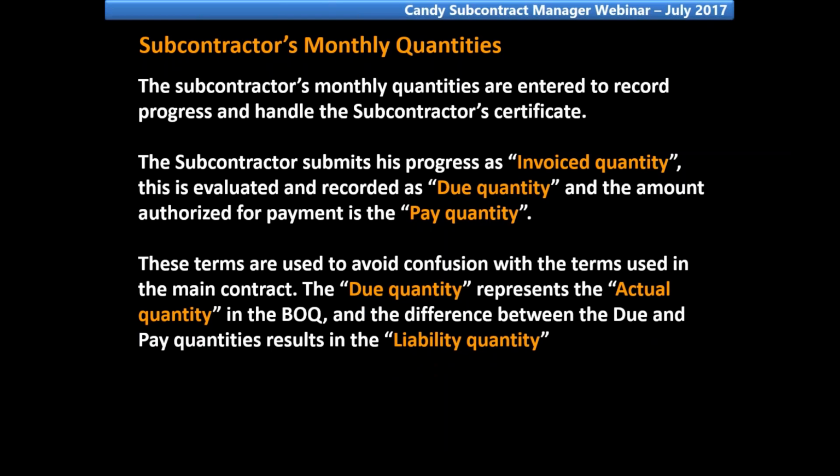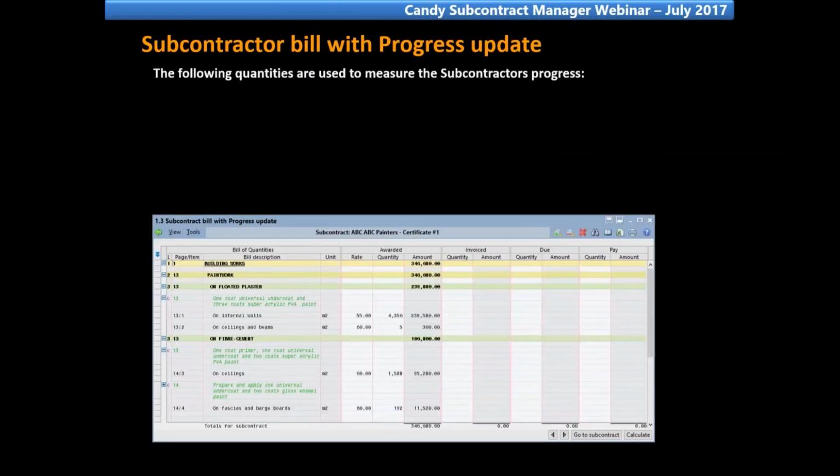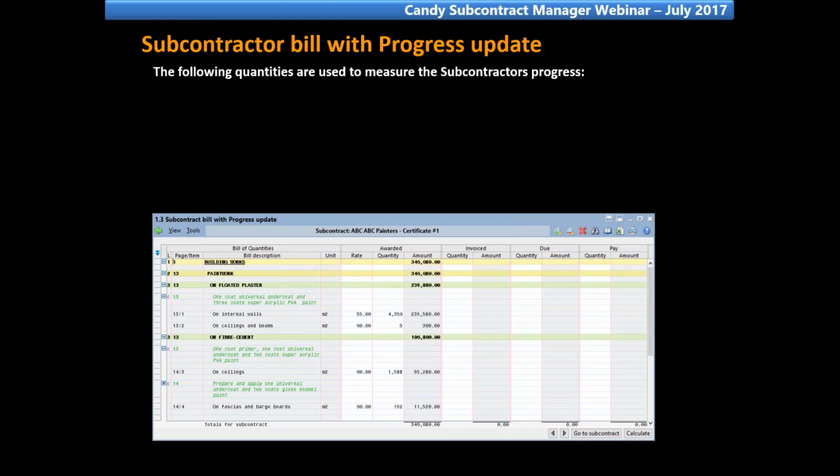The due quantity represents the actual quantity in the main BOQ, and the difference between the due and pay quantity results in the liability quantity. Subcontractor bill with progress update. The following quantities are used to measure the subcontractor's progress.